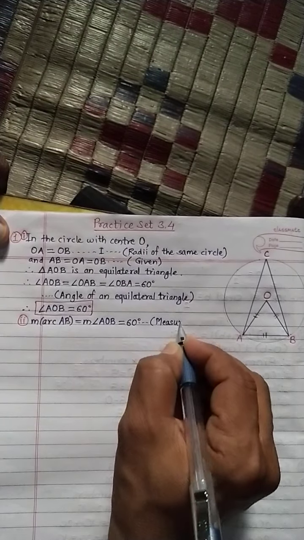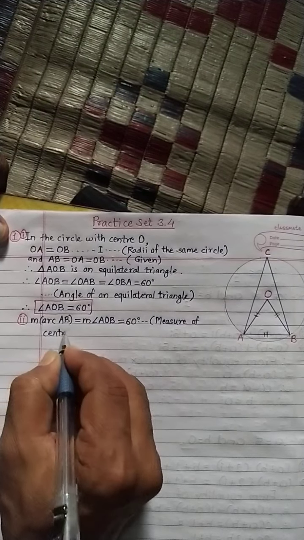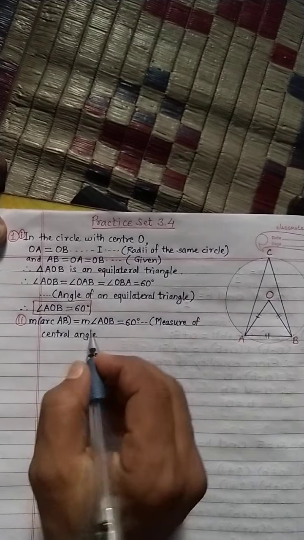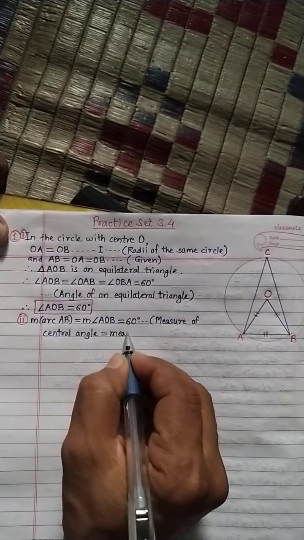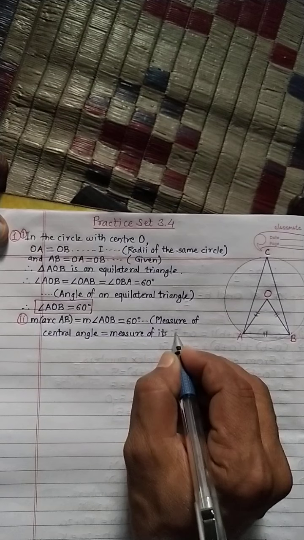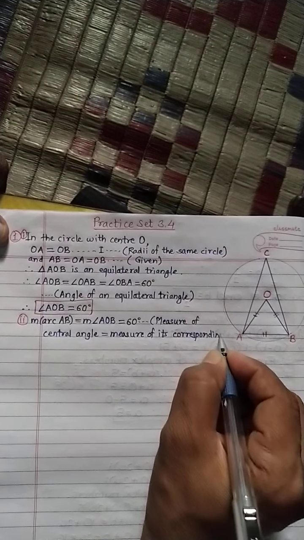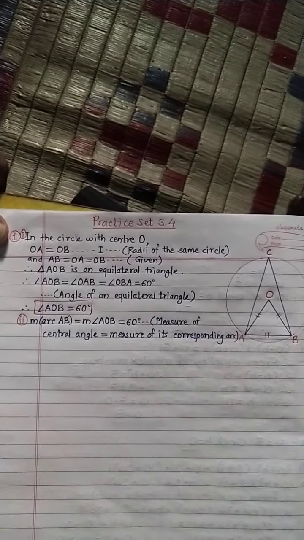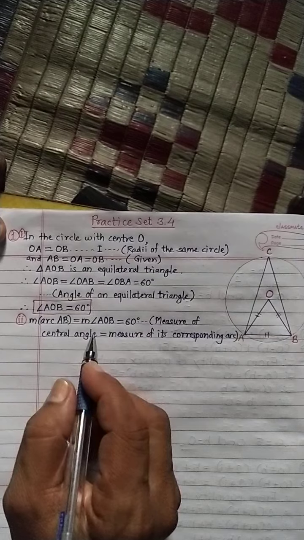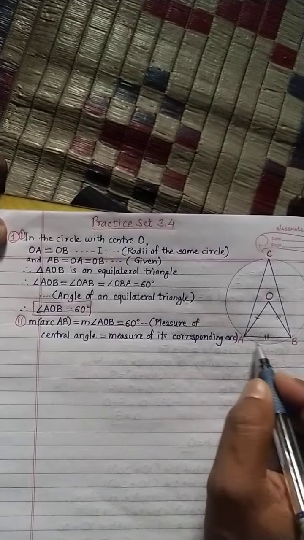the measure of a central angle is equal to the measure of its corresponding arc. Okay, so the measure of arc AB is equal to 60 degrees.